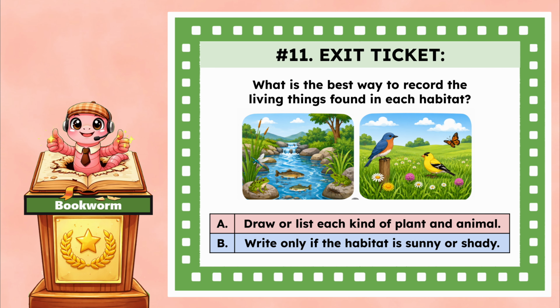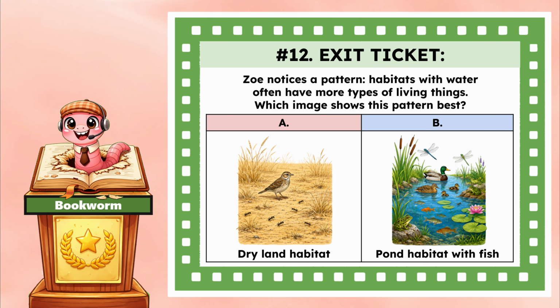And the correct answer is letter A, draw or list each kind of plant and animal. Zoe notices a pattern. Habitats with water often have more types of living things. Which image shows this pattern best?